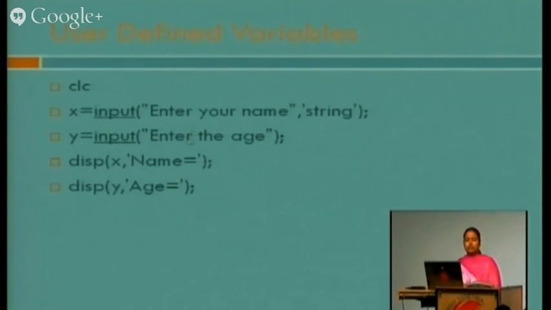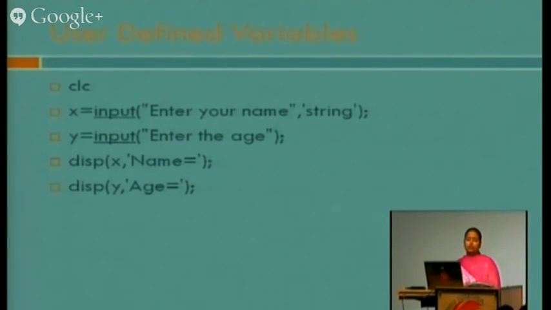So it is written as x is equal to input, "Enter your name", comma, 's'. Whatever is written in the double quotes will be displayed on the main command window. Enter your name. String says that the entered value will be characters, right?